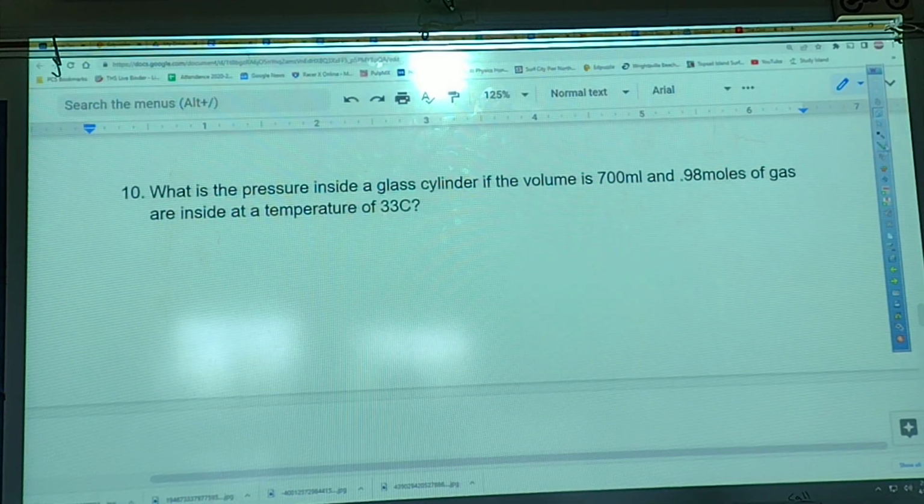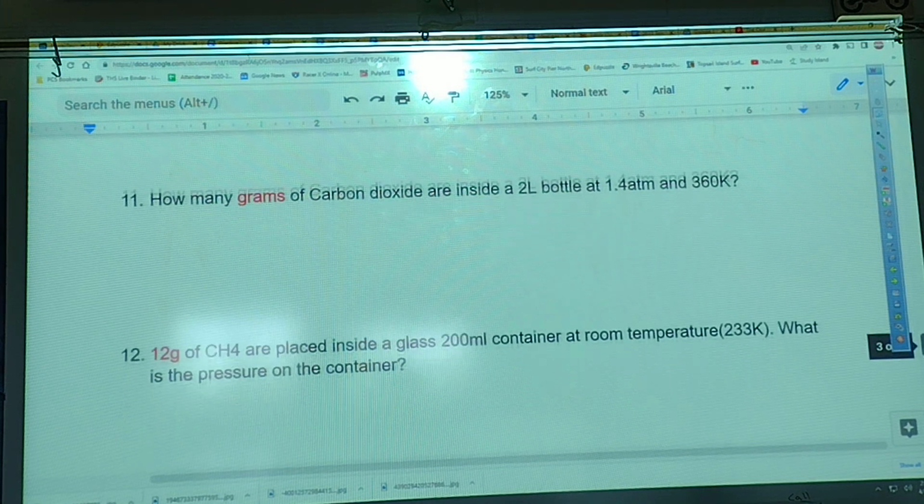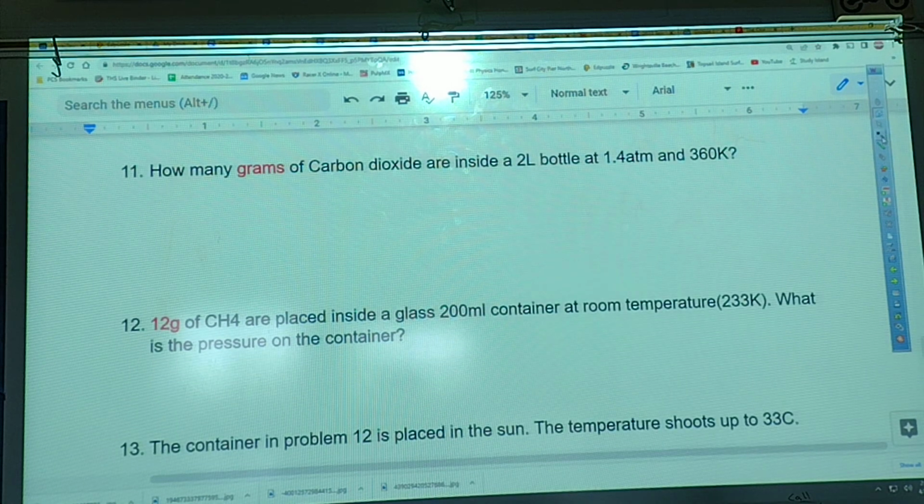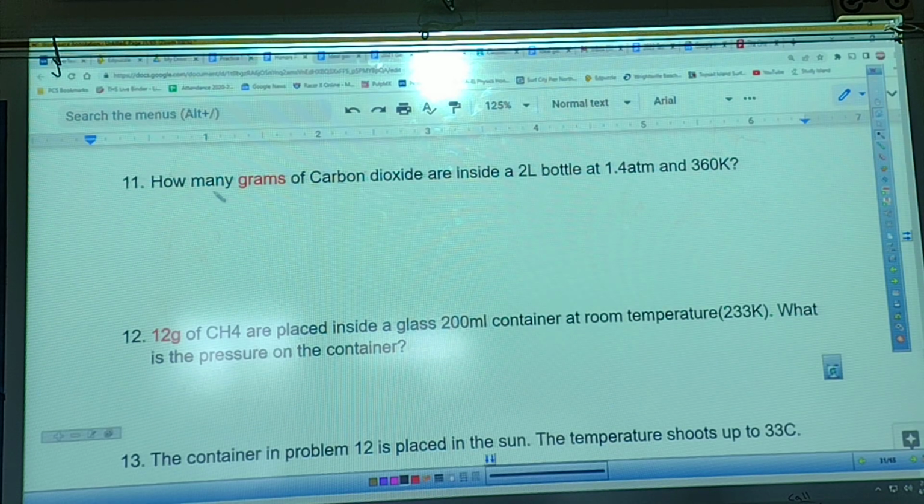All right, how about number 10? Now let's skip down here. Let's do one of the harder ones. Here we go. I'm going to end it with this one, kids. How many grams of carbon dioxide are in a 2-liter bottle at 1.4 and 360? This is going to be a PIV problem.